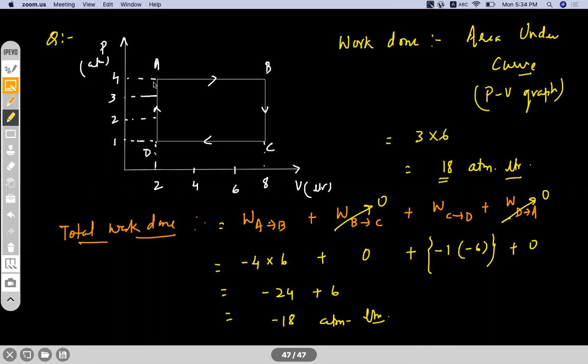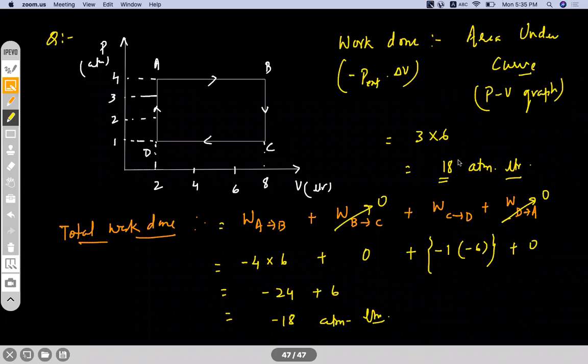Minus 4 into delta V, no? So 8 minus 2, 6. 6 into 4 is 24. The work done formula is minus P external into delta V. In the formula itself, we have minus P. Correct, so here you'll get the sign, and this negative sign means the work done by the system.